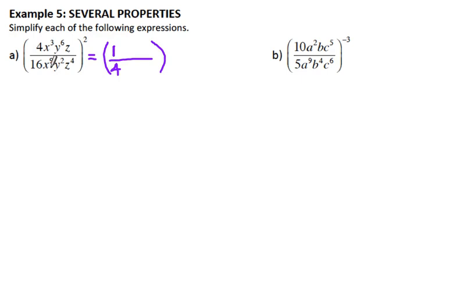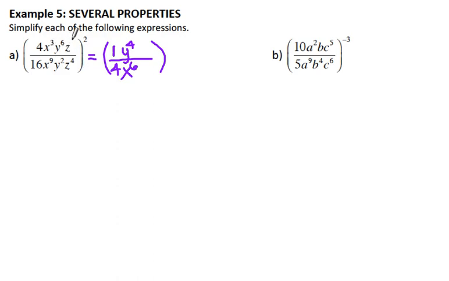X cubed over x to the 9th, well, I have more x's in the denominator, so my x is going to stay in the denominator. I'm going to subtract my exponents since we are dividing, so that's going to be x to the 6th. Y to the 6th over y squared is going to reduce to y to the 4th, which is in my numerator since I had more y's in the numerator.